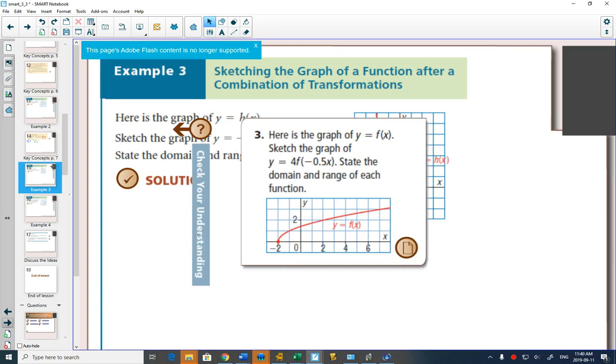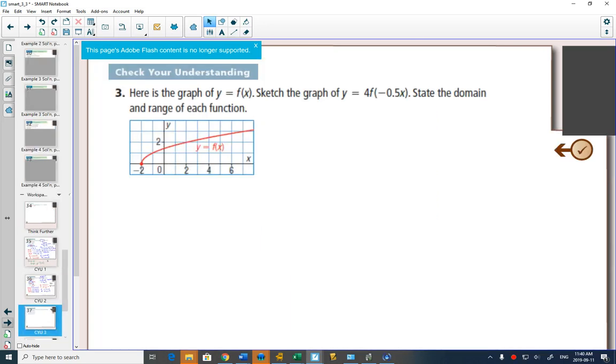Example 3 is our first one where we are combining. We're given things in function notation. There's the graph of f of x. We need to sketch the graph of y equals 4 f of negative 0.5x, and then state the domain and range. I'm going to start using some abbreviations.